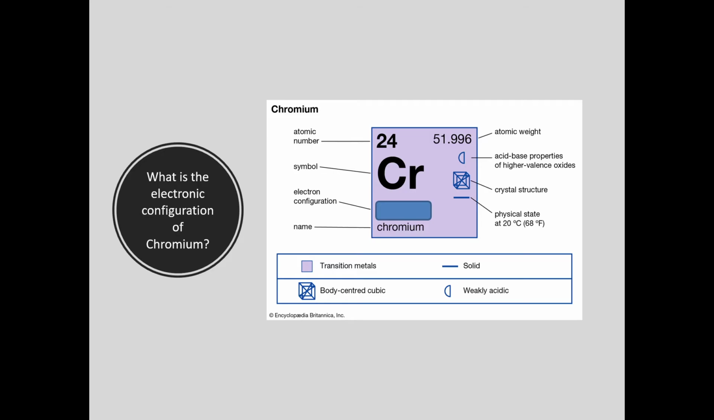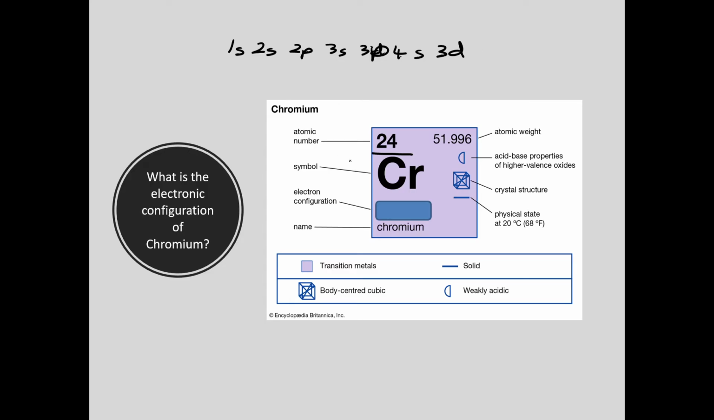So, now before we do questions, I'm going to show you the anomalous configuration of chromium and copper. Chromium has 24 electrons. If you want to see how we fill all of these 24 electrons, first write down the order following Aufbau. We start with 1s, remember, 1s, and then 2s, 2p, 3s, 3p, 4s, and then 3d. Okay, I'll write until here.